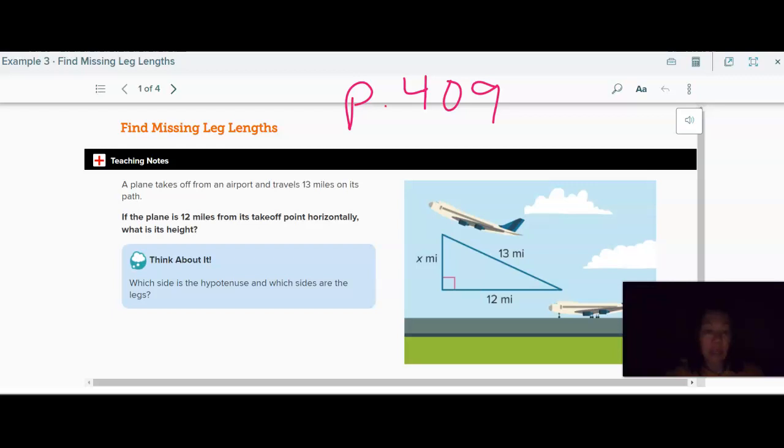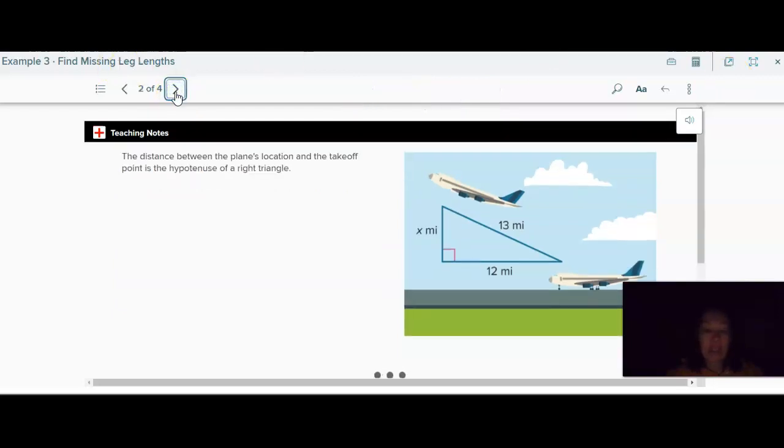So here's an example. The plane takes off and travels 13 miles, and the plane's flight is the hypotenuse. If the plane is 12 miles from its takeoff point horizontally, what is its height? So now we are going to use the Pythagorean theorem again, but this time we know the hypotenuse and we don't know one of the legs.